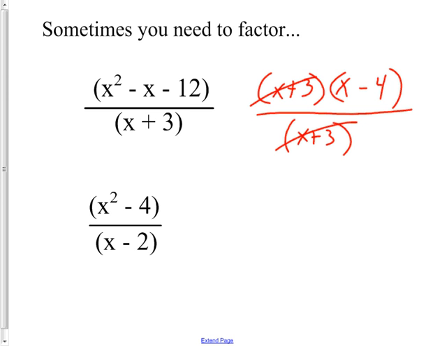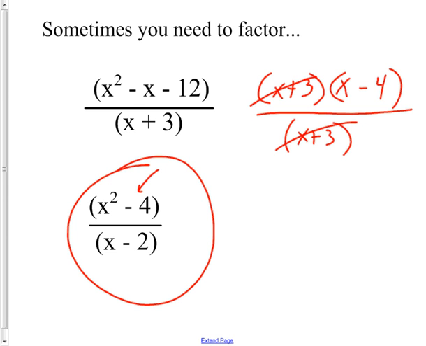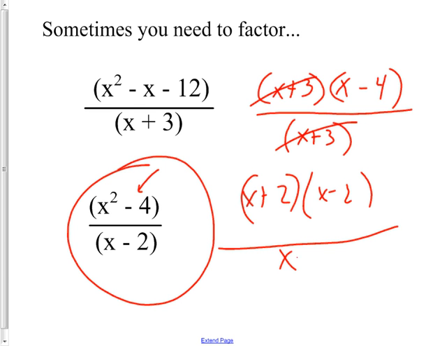All right, this guy. Don't forget that this kind can factor too. It's called the difference of squares. The X plus 2 and X minus 2. And that way, the X minus 2 will cancel. Cancel, cancel, and it made a hole there.